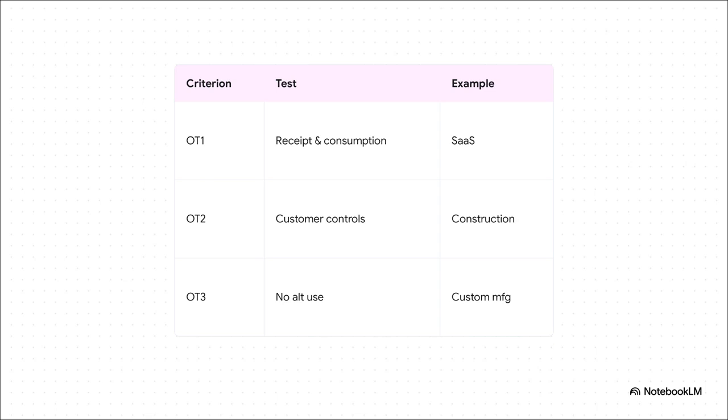Next is OT2, where the customer controls the asset as it's being created. A classic example, building a house on a customer's own land. They control that structure as it goes up, right? Even before the roof is firmly on.